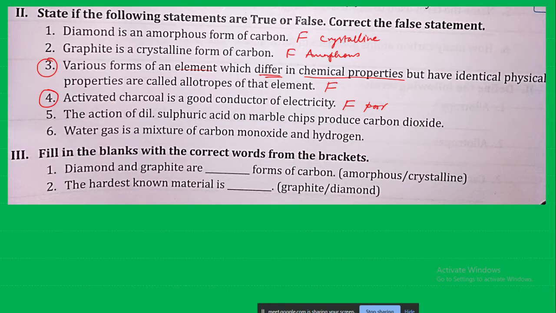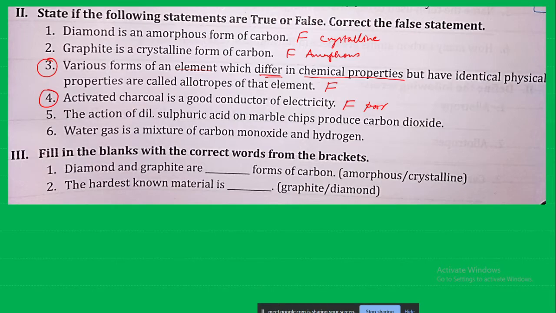Next, fill in the blanks with the correct words in the brackets. Diamond and graphite are dash forms of carbon. Crystalline. Okay, they have a crystalline structure. The hardest known material is a dash.